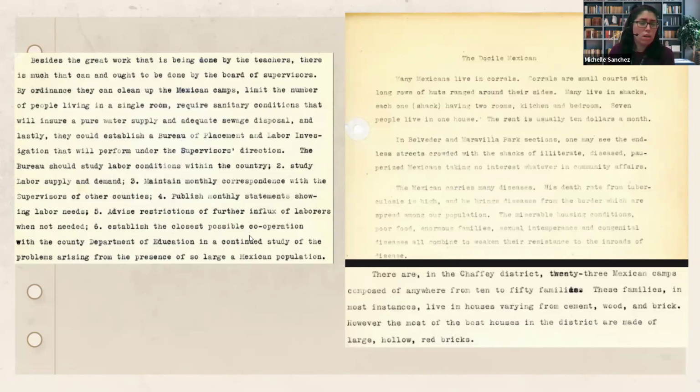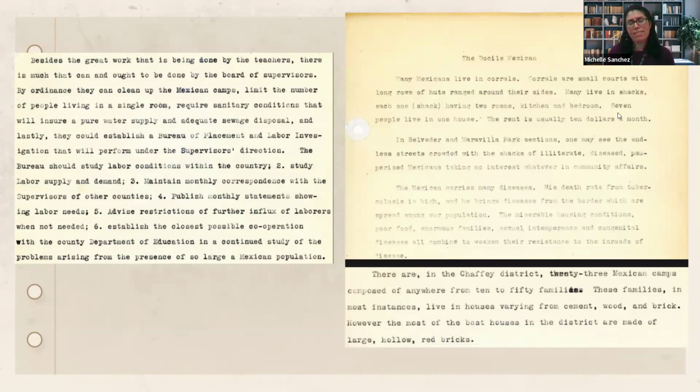Establish the closest possible cooperation with the County Department of Education in a continued study of the problems arising from the presence of so large a Mexican population. So I'm asking the students, what does that particular sentence say to you? Not just from a gut reaction, but also from what you learned with a professor in your regular classroom and what you've learned so far in your Chicano history class. What does that say about the attitudes, specifically maybe white, middle class, even male attitudes surrounding these migrant workers?